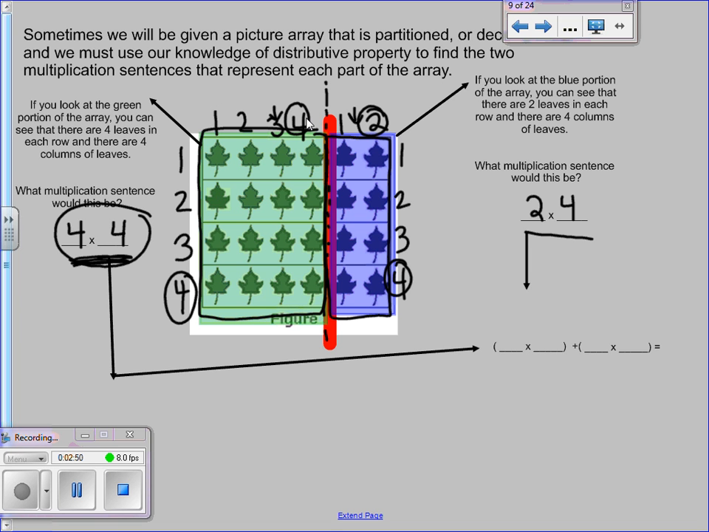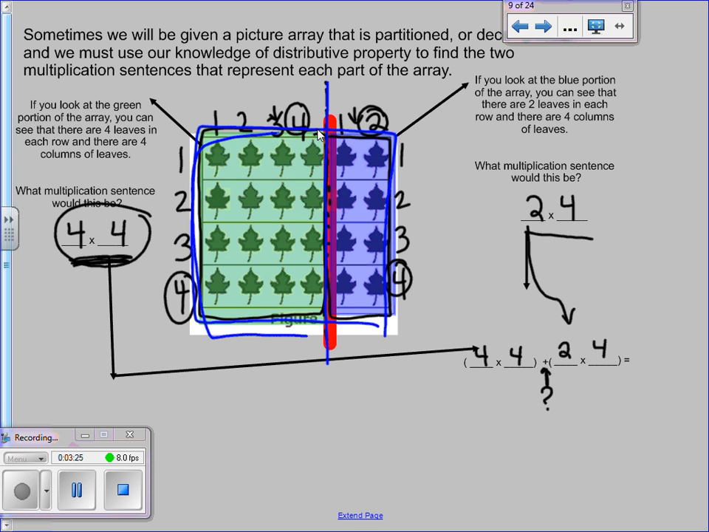So we have the first part of our array, which is 4 times 4. If you follow that arrow, we need to put it right down here. So that's going to be 4 times 4. And we're going to add that to our other multiplication equation that we found, which is 2 times 4. Why do we add them together, you say? That is because, as I told you, this is actually one big picture array. We have just simply cut it, kind of not in half, but we have cut it up or partitioned it to show 2 separate arrays that we could add together to find the total area of this shape.